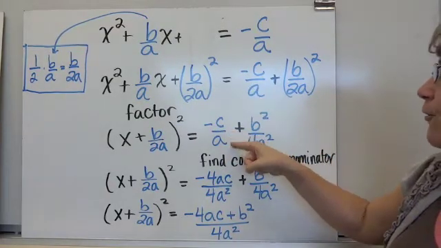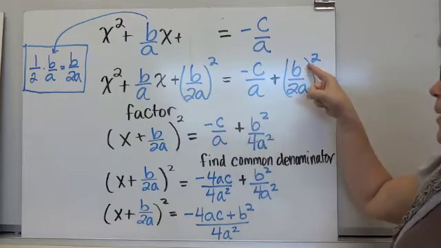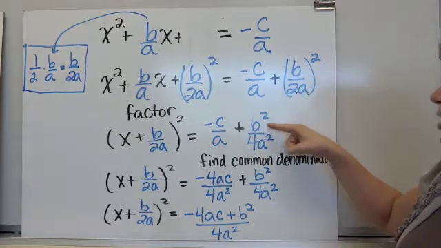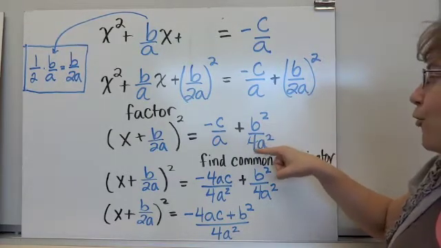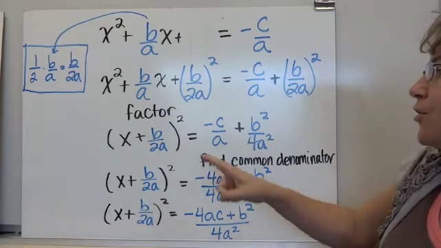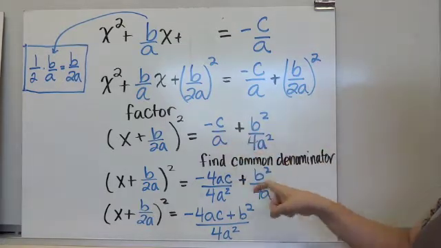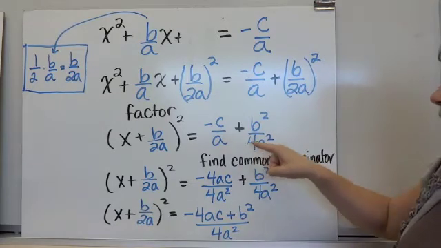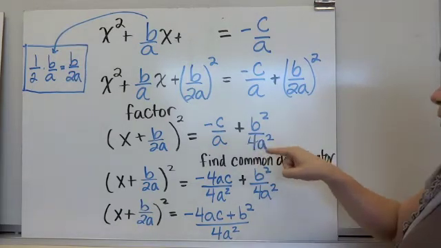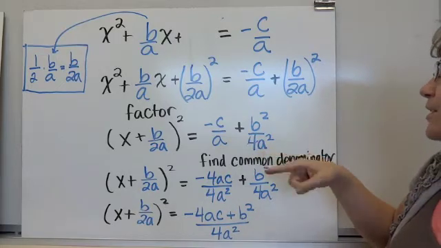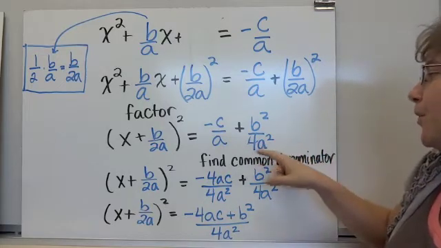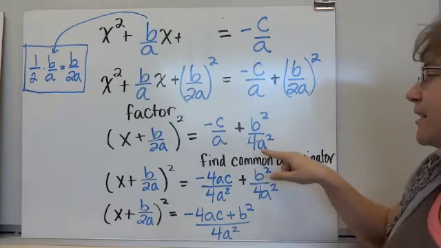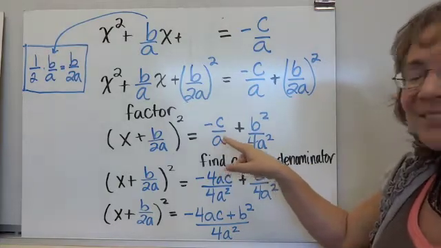So we have negative c over a plus b squared. Since it's the whole thing squared, we just square each of those. B squared over 4a squared. So now we're going to simplify this side just a little bit. We're going to find a common denominator. We need the least common multiple of both of these. So we have 4a squared here, and we just have an a right here.